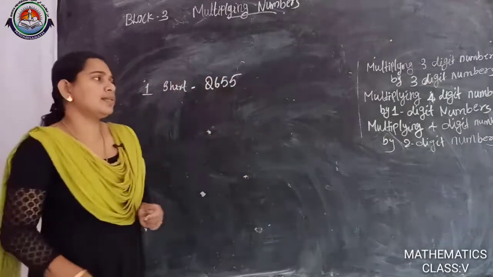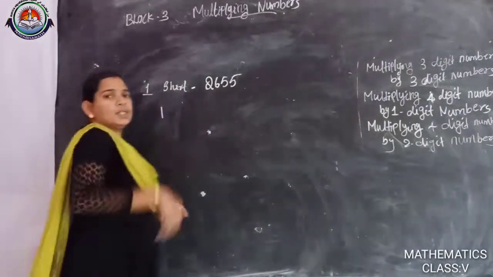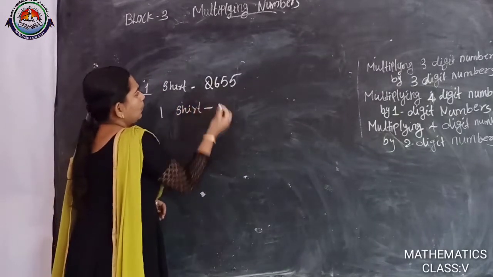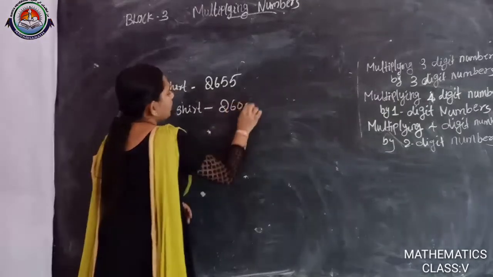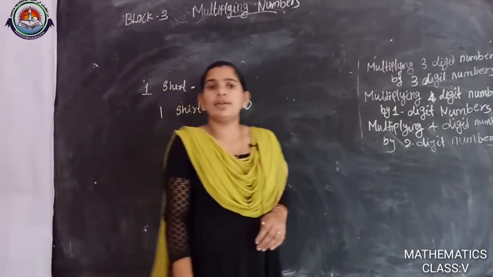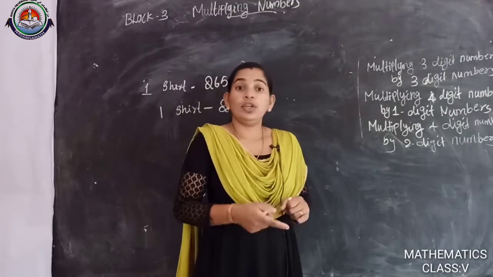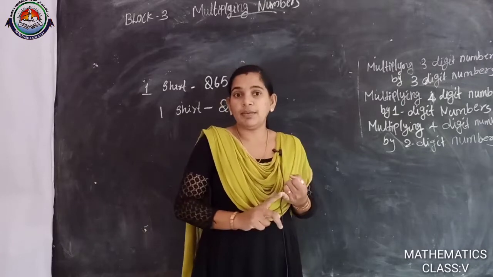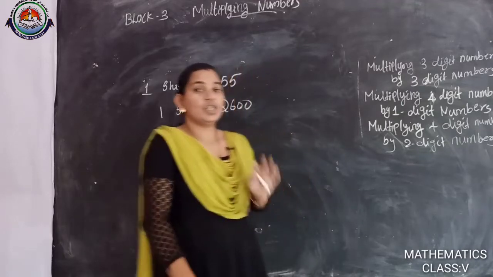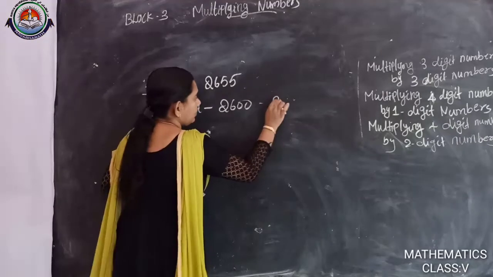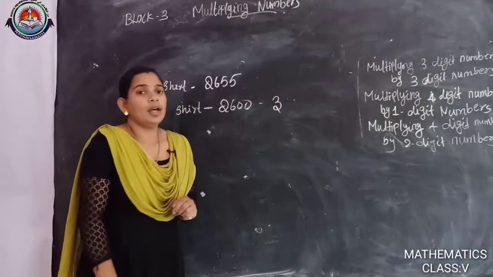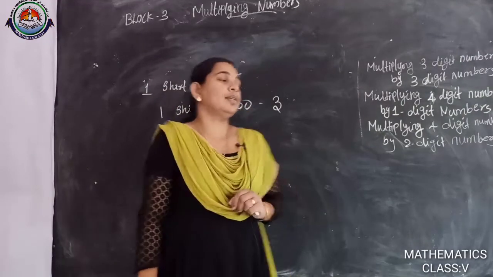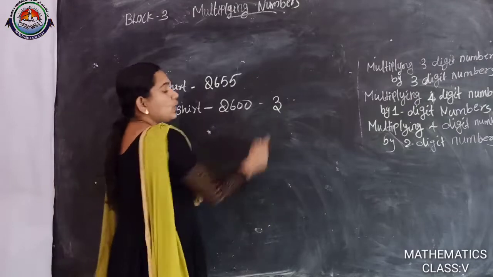The shopkeeper says that we will reduce the cost, and one shirt will be 2,600 only. Then how many shirts do you need? Good, 3 shirts, for your brother, you and your father. Then how much money do you have to pay? How do you get it? Yes, you want to multiply these 2 numbers.